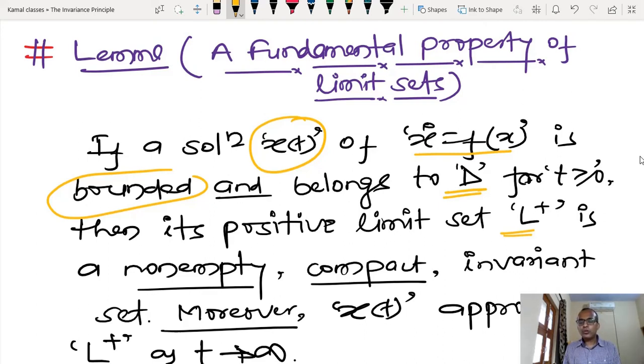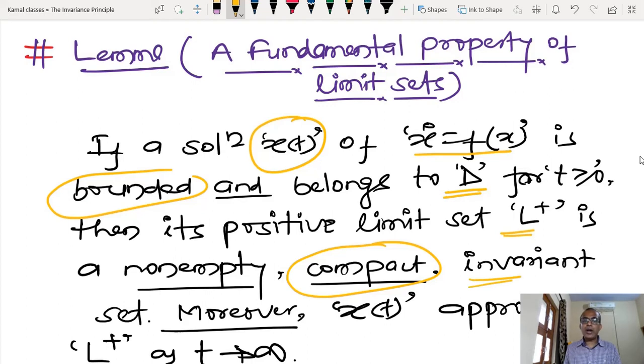Closed is required because whenever we talk about closed we are talking about sequences, and we have already seen that since x(t) converges to L plus, the positive limit set, a sequence is required. Due to that reason we have imposed this compactness condition. Boundedness is already there, so boundedness plus convergence implies compactness. Does anyone have confusion?